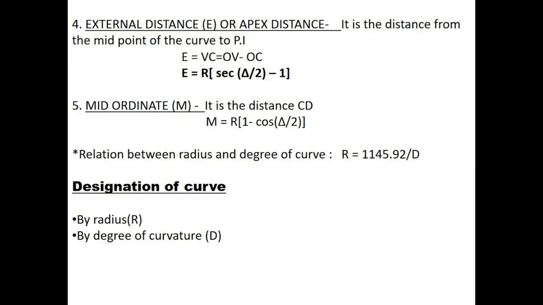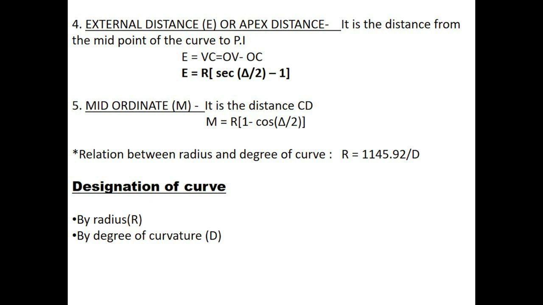The fourth one is external distance or apex distance, expressed as capital E. It is the distance from the midpoint of the curve to the point of intersection. E equals the distance VC, which is equal to OV minus OC, which is finally equal to R times (sec delta by 2 minus 1). Fifth one is mid-ordinate, expressed as capital M. It is the distance CD in the figure, which is given as r times (1 minus cos delta by 2).